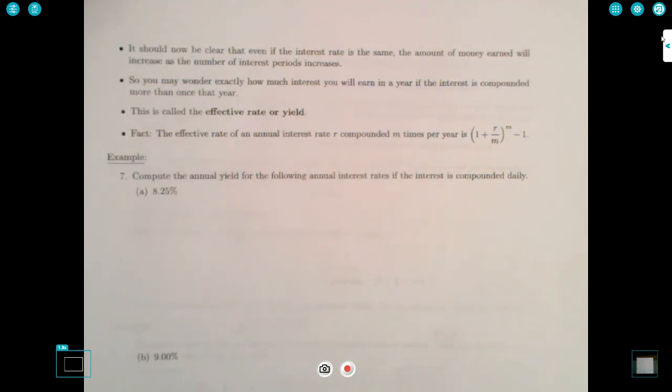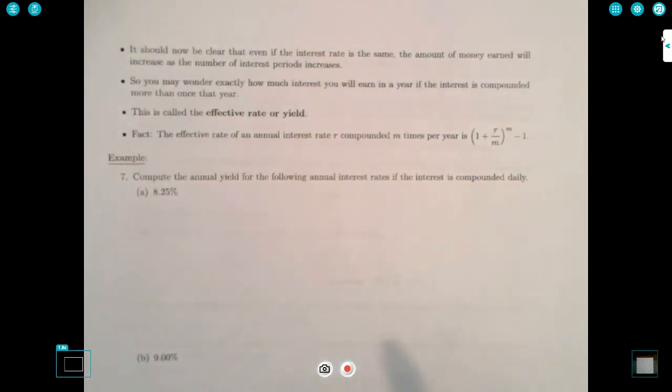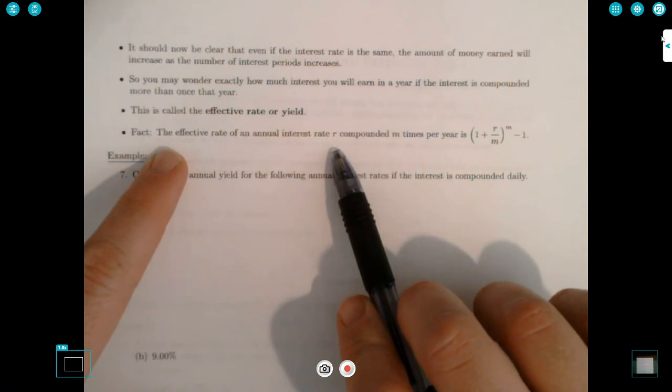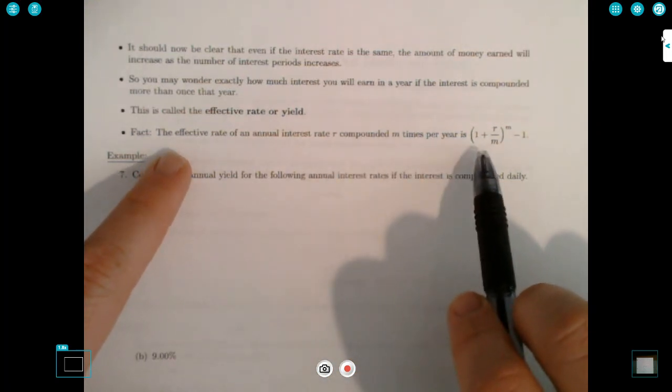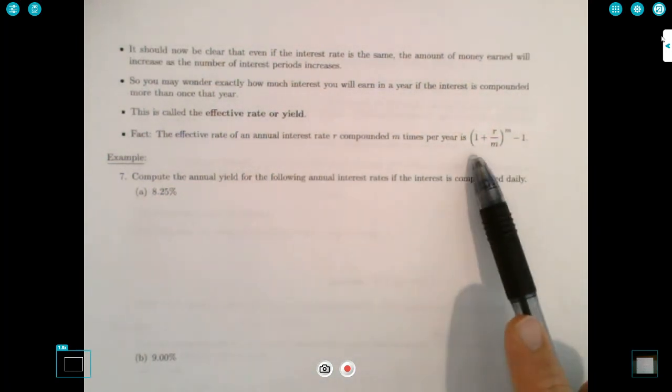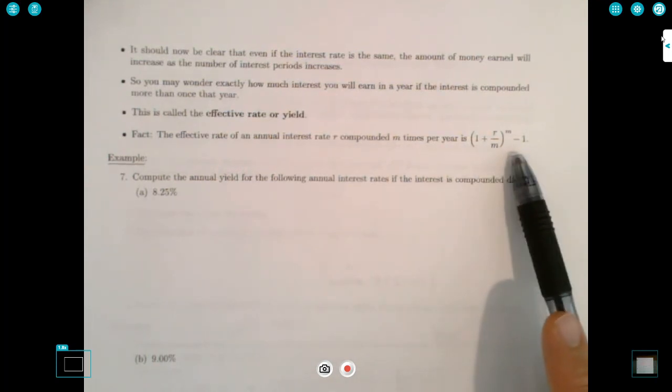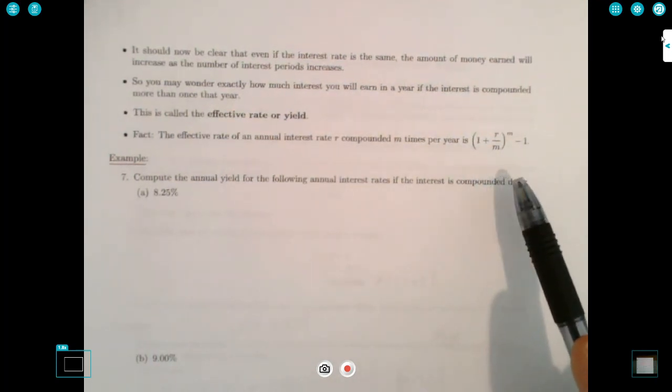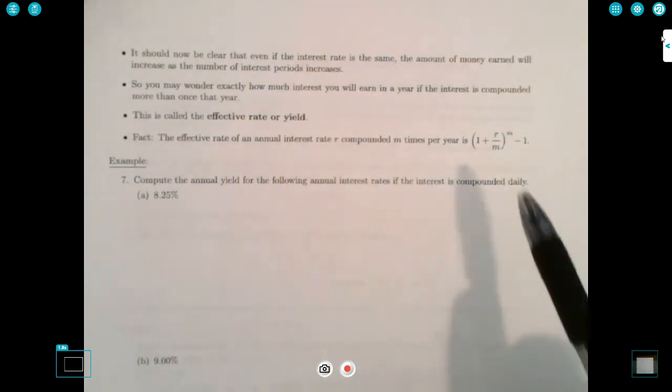So if you have a 5% annual interest rate, but you compound monthly, then you're going to make more than 5% on your money that year. And so what percentage interest are you actually going to make? That's called the effective rate. And the effective rate of an annual interest rate R compounded m times per year is (1 + R/m)^m - 1. This is already a long lecture, so I'm not going to talk about where that formula comes from, but you're welcome to look it up in your book. The book does have a derivation of that formula.